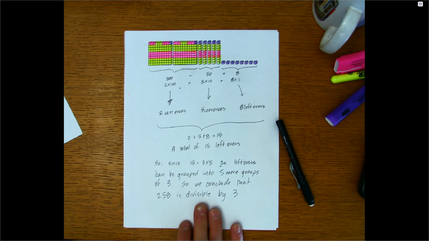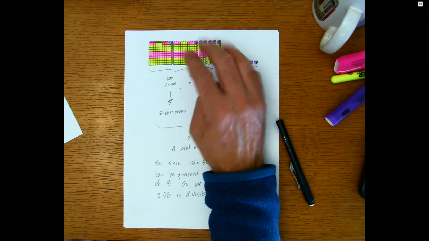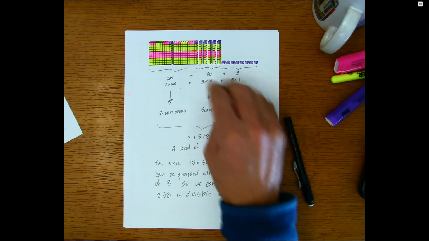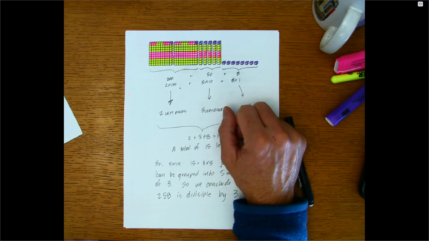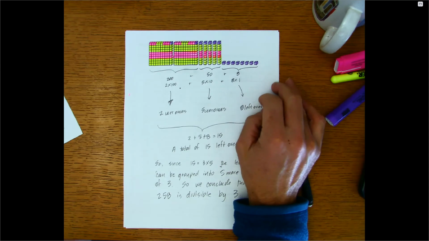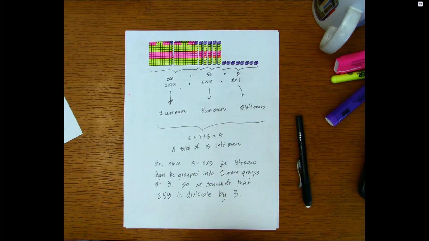So this would be an explanation of why the divisibility test for 3 works in the case of 258. But of course it's generalizable, right? There's nothing special about the fact that we had 2 groups of 100. We could have had 3 groups of 100. There would have been 3 leftovers here, right? There's nothing special about having 5 groups of 10. We could have had 8 groups of 10, and then there would have been 8 leftovers. And there's nothing special that we had 8 units. We could have had 3 units, and those would have been 3 leftovers. We'd go through this same analysis.